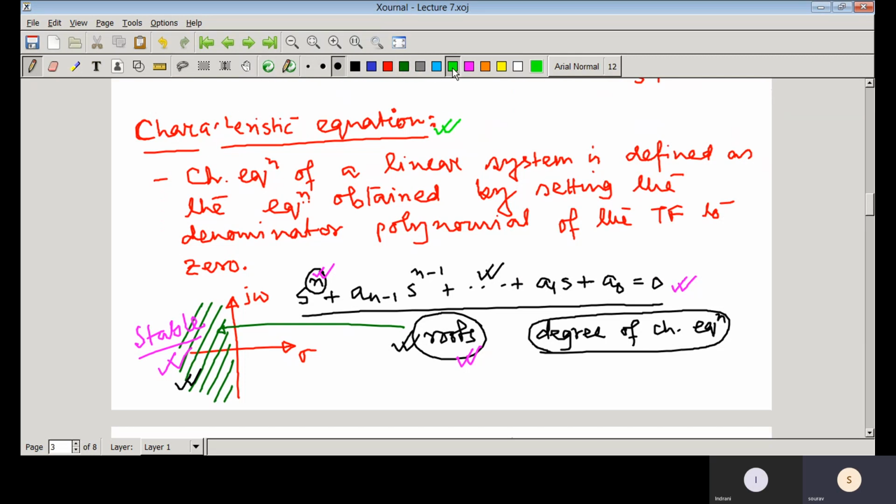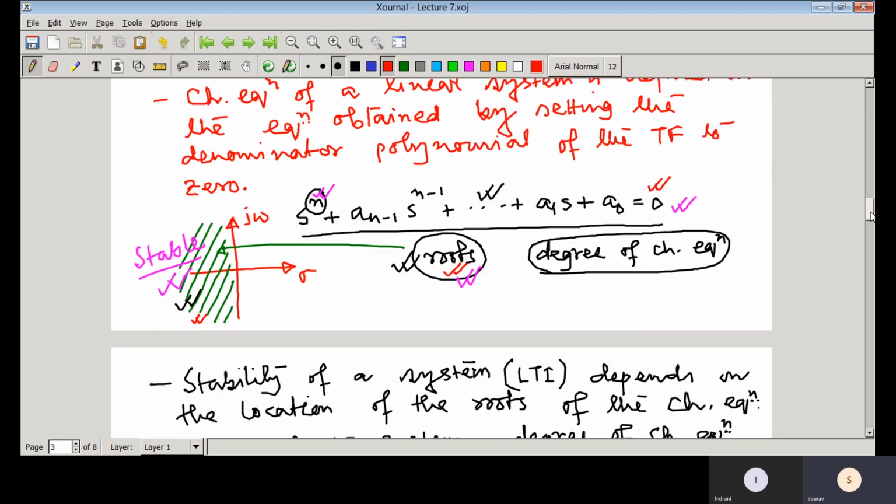The reason is the roots of this particular polynomial give you all the information. That means it carries all the information of the dynamic system, and if the roots lie in the open left half of the complex plane, then the system is stable. So the stability of that system is fully characterized by the roots of this equation, as well as it gives you the information related to all the modes. Those things I'll be discussing in detail later, that is, how the roots of a characteristic equation give you all the information of the dynamical system.